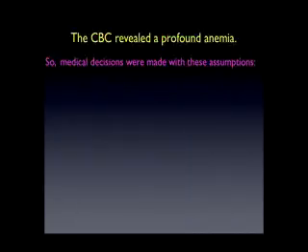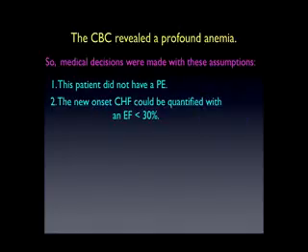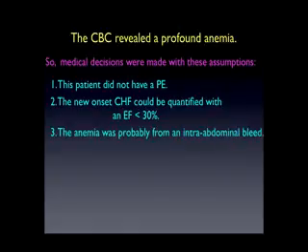The CBC revealed a profound anemia. So medical decisions were made with these assumptions. This patient did not have a pulmonary embolism as shown by the CT angio. The new onset of CHF could be quantified with an ejection fraction that was significantly decreased at less than 30%. The anemia was probably from an intra-abdominal bleed. The FAST scan showed free fluid, and the patient had a very significant anemia.